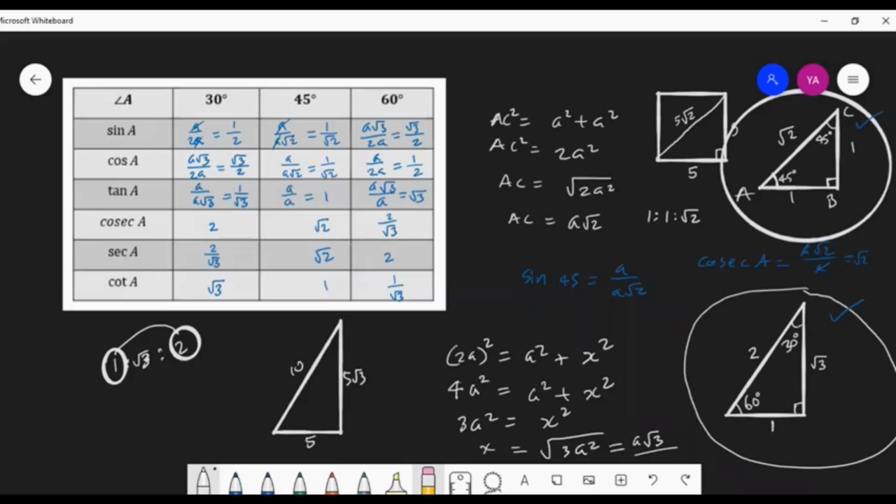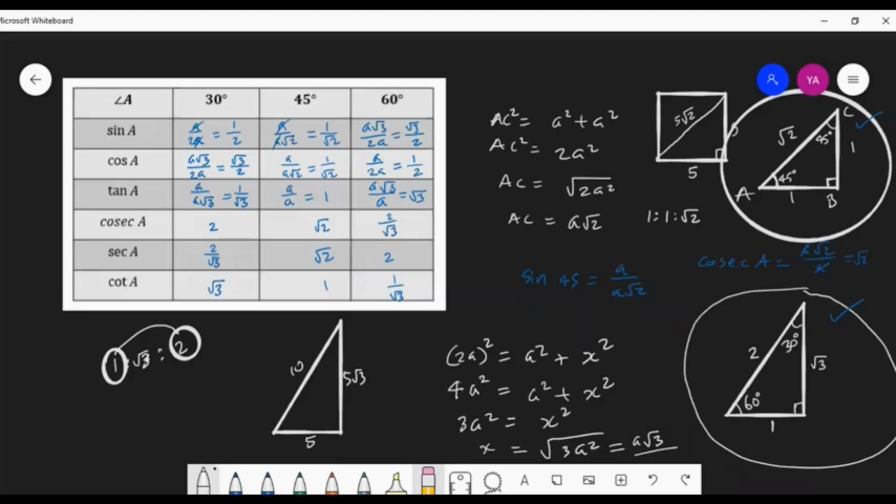So as I told you, you don't have to memorize all these values, these 6 into 3, 18 values, but you need to remember these two triangles with the sides in the simplest form, 1 is to 1 is to root 2 and 1 is to root 3 is to 2. Then if you want any value in this table, you just remember the triangle in your mind and take the corresponding ratio, whether it is opposite side by adjacent side, or adjacent side by hypotenuse, or anything we need.